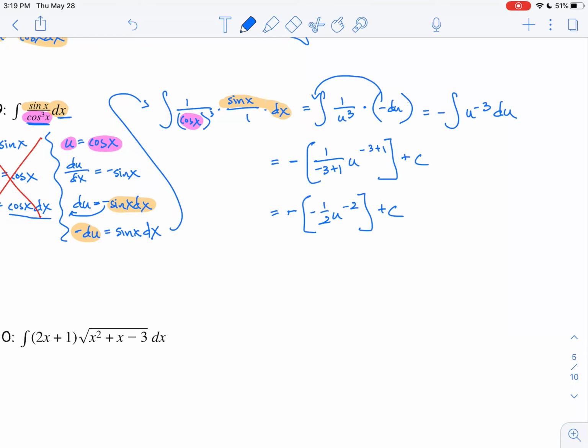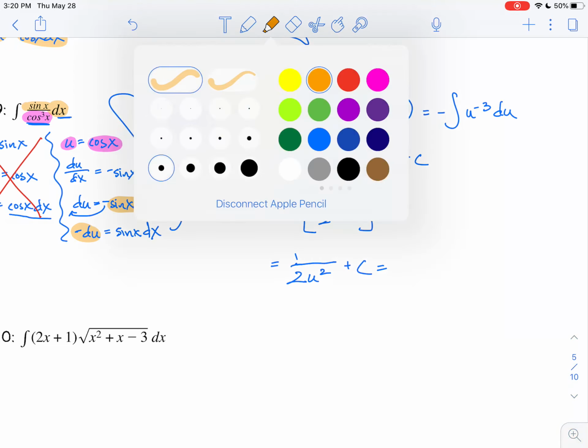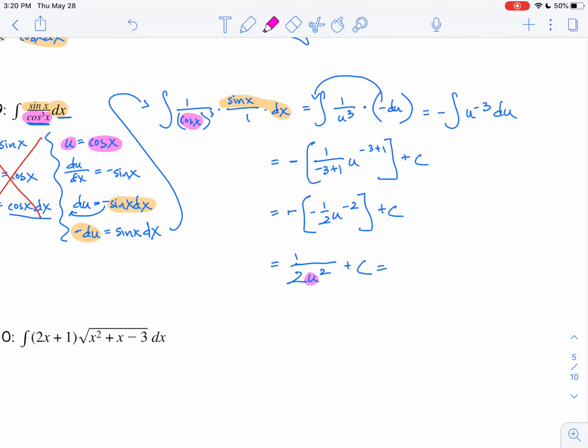Or let's go ahead and rewrite that as 1/2 times 1 over u squared, all right, because that u to the negative 2 moves to the bottom, plus c. And then our very last step is everywhere we have our u, we need to put back in what was originally there, or cosine x in this case. So 1 over 2 cosine squared x plus c will give us our final answer.